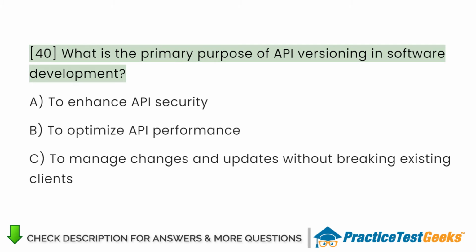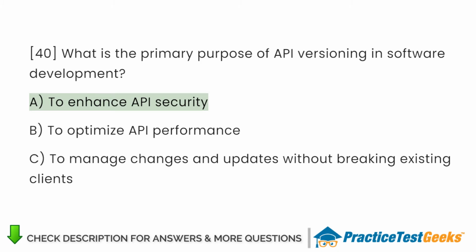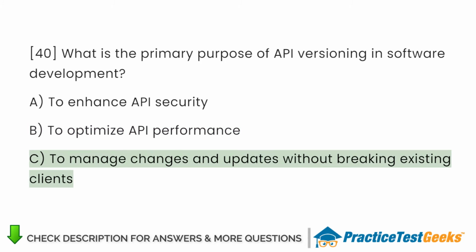What is the primary purpose of API versioning in software development? A. To enhance API security. B. To optimize API performance. C. To manage changes and updates without breaking existing clients.